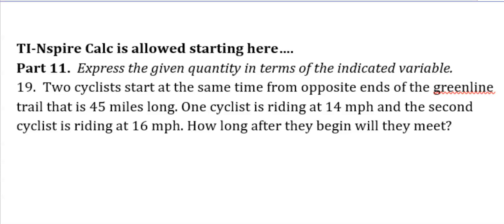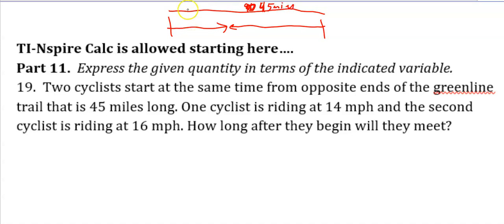Two cyclists start at the same time from opposite ends of the green line that's 45 miles long. One rides 14 miles per hour, the other 16. So they want to meet. There's two cyclists. Maybe one is faster than the other. I'm just going to draw it so they're not exactly the same length. The total distance there is 45 miles. And then one cyclist riding at 14 miles per hour, then 16 miles per hour.